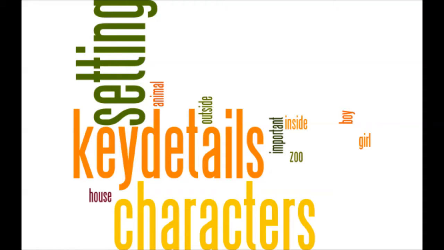Key details are the most important things that happen in a story. We like to find things that the characters are doing or things that are happening in the story. An example of a key detail would be the boy lost his hat. Another detail might be the cat ran away. Telling the color of the character's shoes would not be a key detail. We only want the most important information.